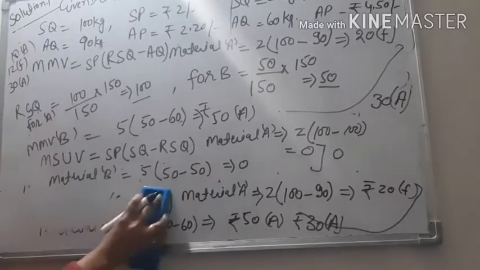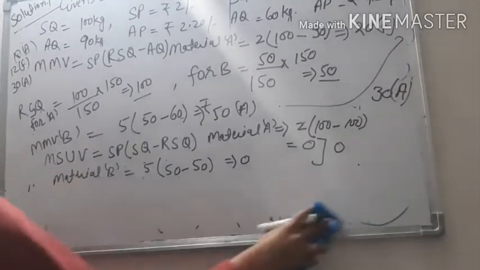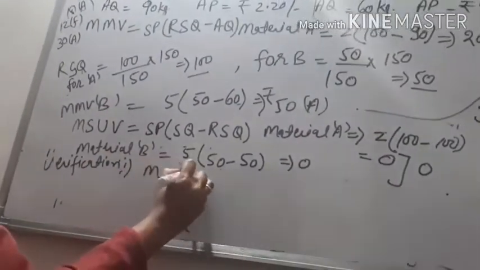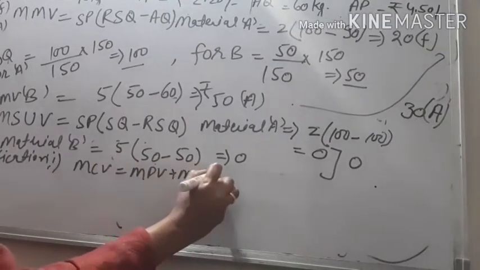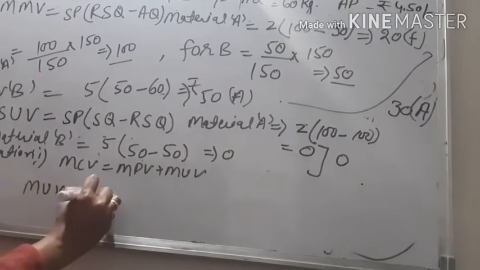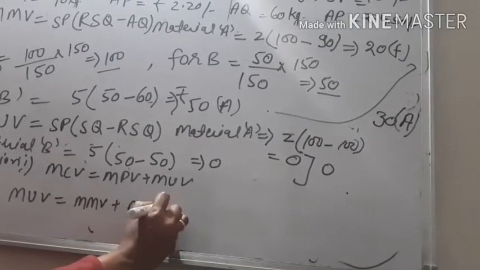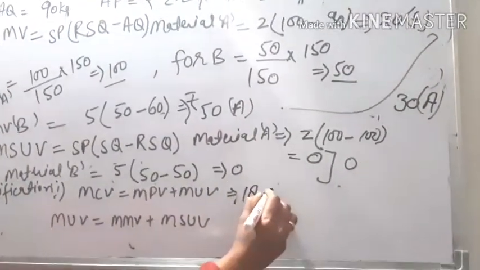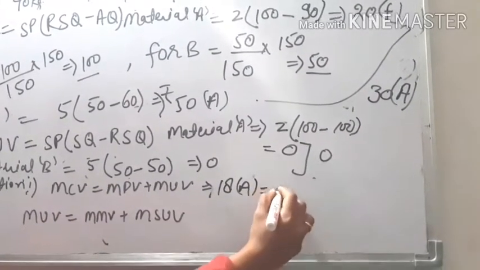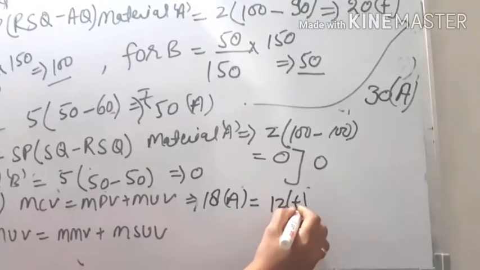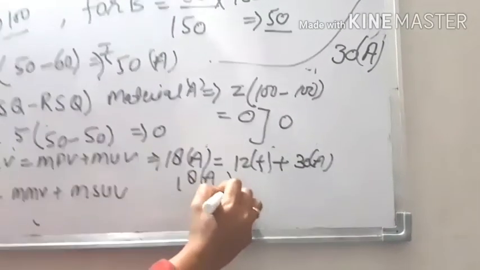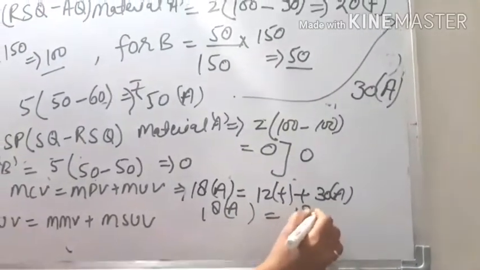We will verify it by the help of two verification sums, and these sums are: first, as before, MCV equal to MPV plus MUV, and second, material uses variance equals material mix variance plus material sub uses variance. We will put the values in combining form. MCV value comes in 18 adversible, and MPV answer was 12 favorable, MUV 30 in adversible, so 18 adversible, and adversible is more than 18 adversible.